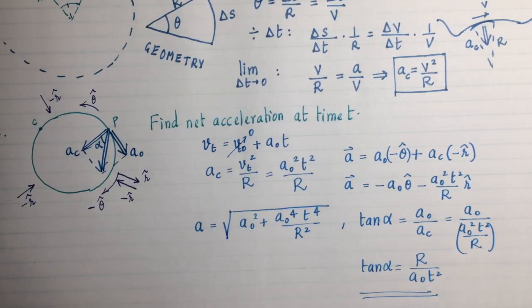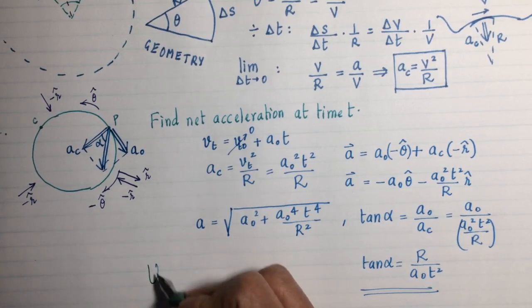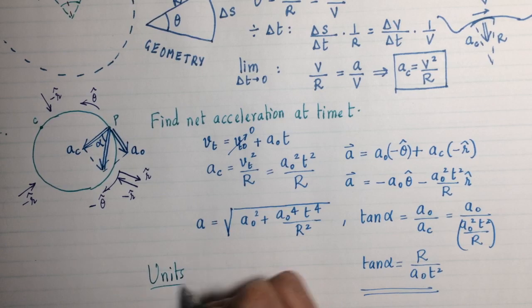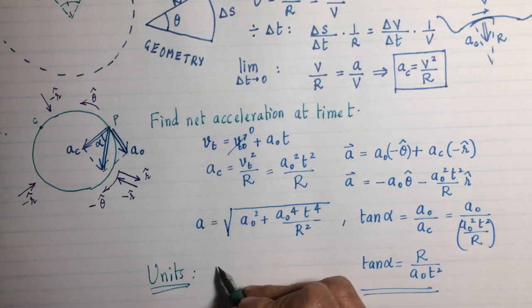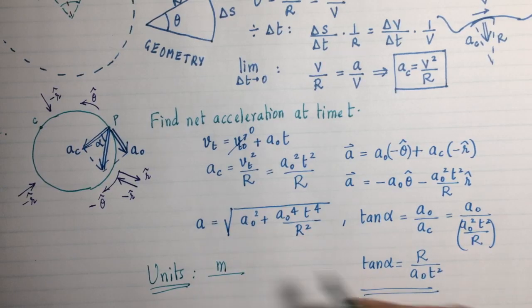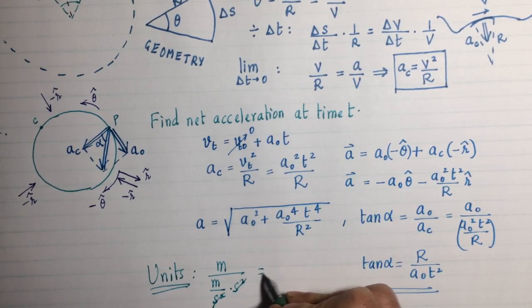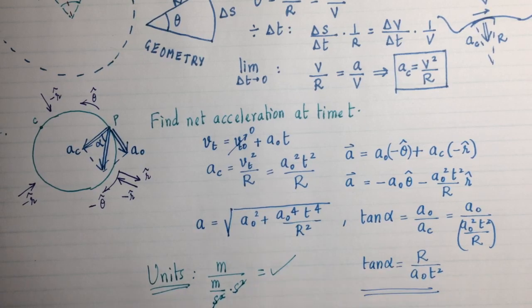Observe that the units work out here, so let's just pay attention to some units. tan alpha should have no units because it's just a number. It's going to be meters over, a is meters per second squared, and t squared is second squared. So sure enough, it has no units.